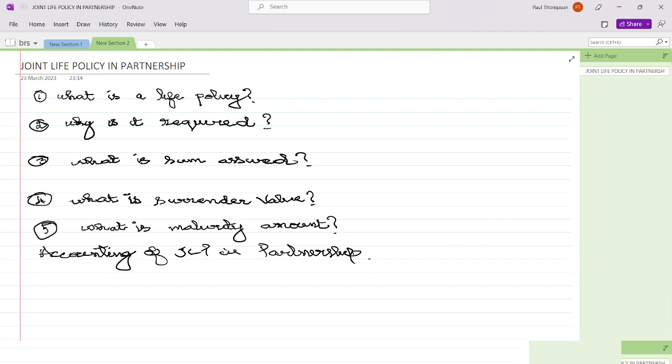Today we are going to see joint life policy in partnership. What is a life policy and why is it required, what is sum assured, what is a surrender value, what is maturity amount, and accounting treatment of JLP in partnership, etc. What is a life policy?